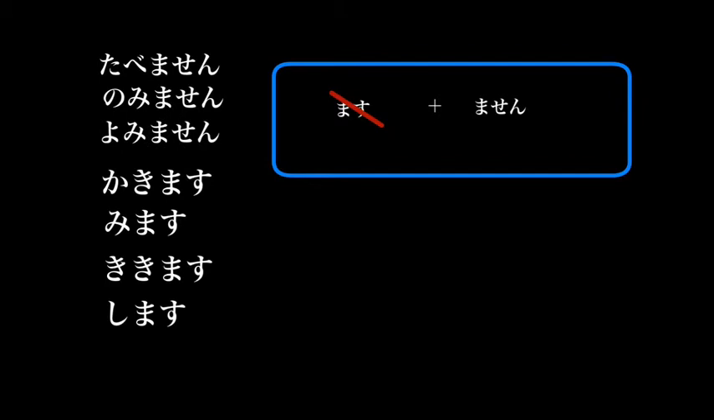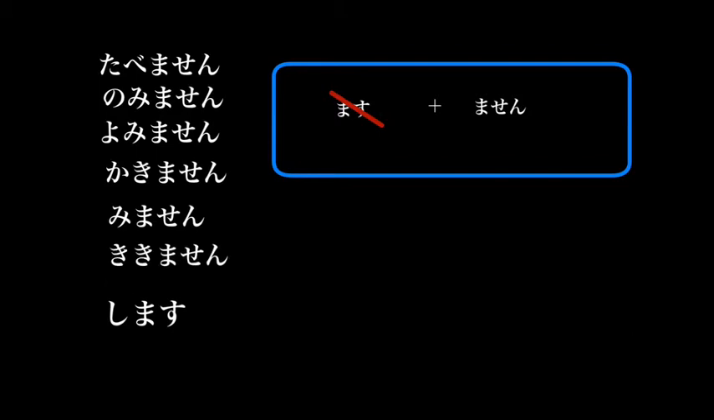Yomimasu, yomimasen, I don't read. Kakimasu, kakimasen, I don't write. Mimasu, mimasen, I don't watch. Kikimasu, kikimasen, I don't listen. Shimasu, shimasen, I don't play or I don't do something in particular.